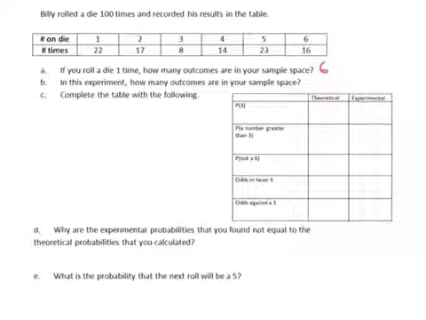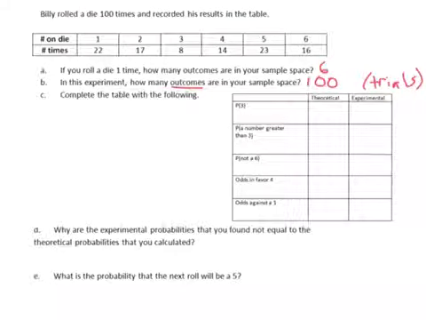All right, so in this experiment, how many outcomes are in your sample space? You might be thinking 6 again, because there's 6 things you can get, but that's not actually the answer. The answer is how many outcomes, in other words, how many trials, did Billy have? And that is 100. There were 100 different outcomes in his experiment. So be careful with that one.